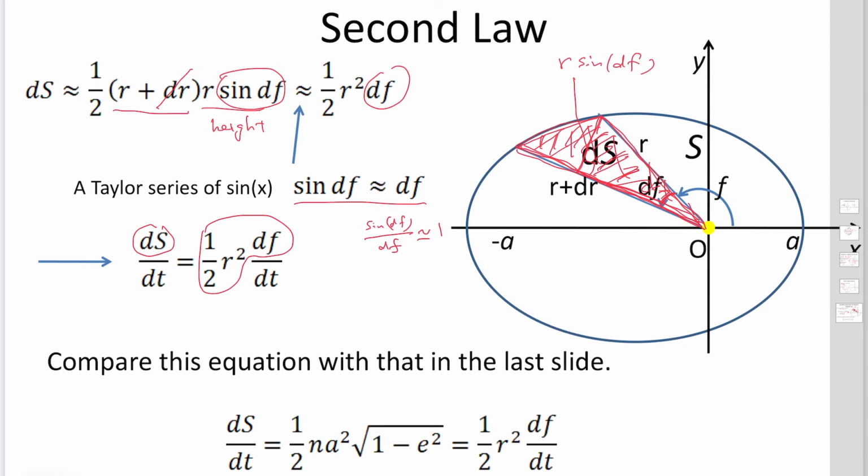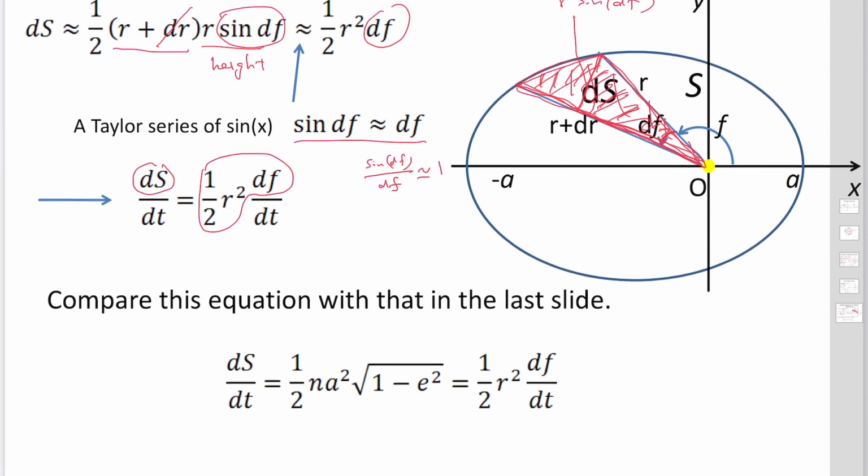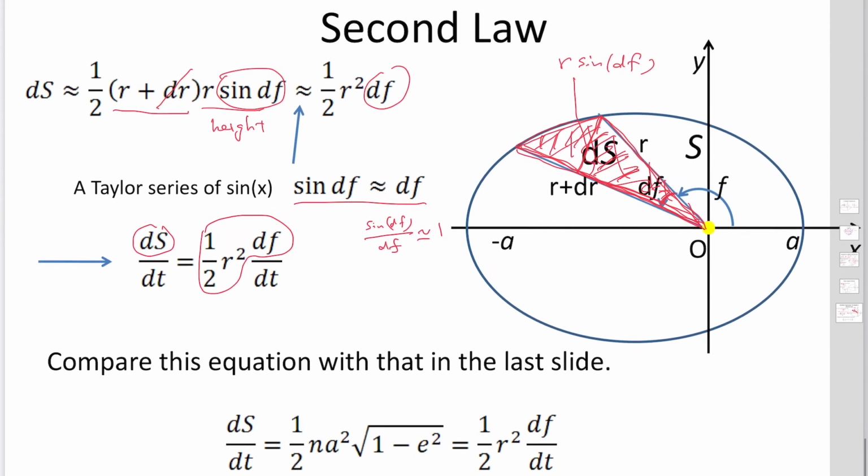So now we have the final formulas for Kepler's second law. Kepler's second law can be expressed as 1 over 2 n a squared times square root of 1 minus e squared, or you could write it as 1 over 2 r squared df/dt. This is the end of this session.